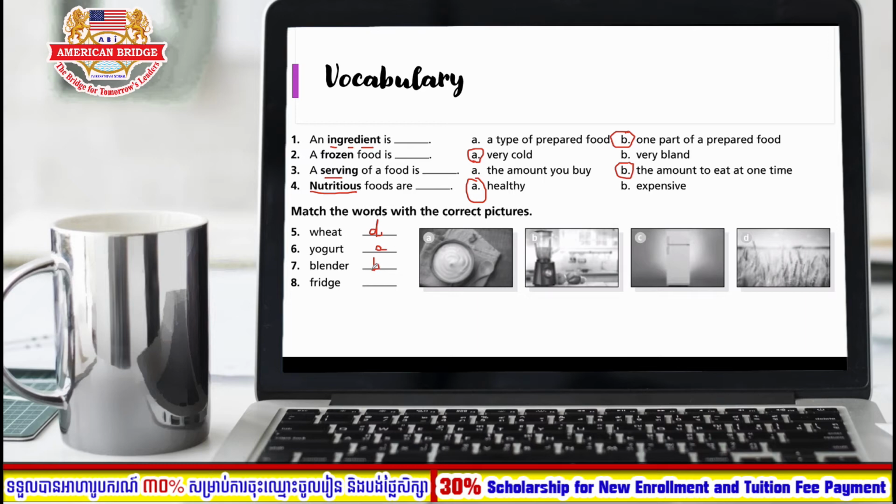And the last one is fridge. And you can find another word which has the same meaning. We call it refrigerator. So fridge is letter C. It is the machine that keeps your vegetables, meat or drink fresh and cold. Okay, so all of these are important vocabulary that you learn from this lesson.